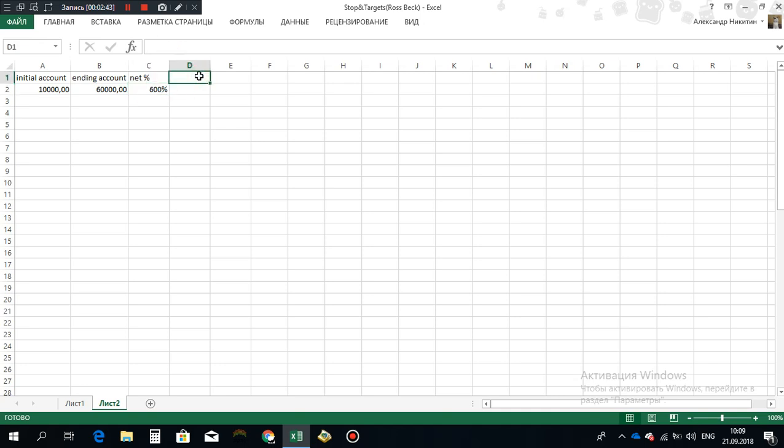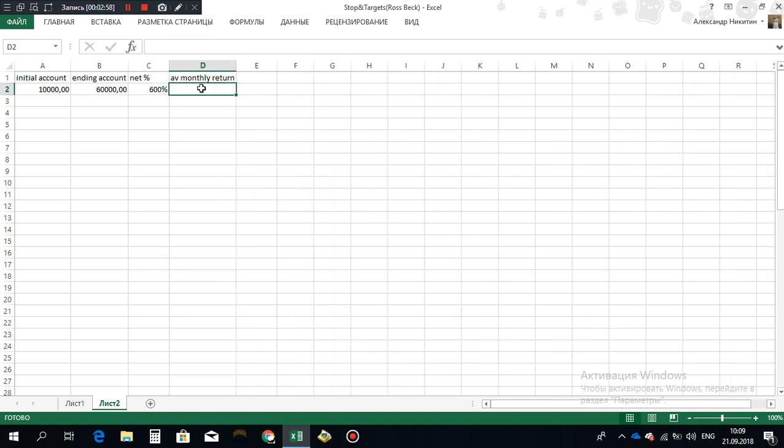And they say, my average monthly return was what? It is very simple. What is 5 years? It is 60 months. So it is 5 multiplied by 12, it equals 60 months. Was this? It was 600 percent return divided by 60 months, which is 10%.